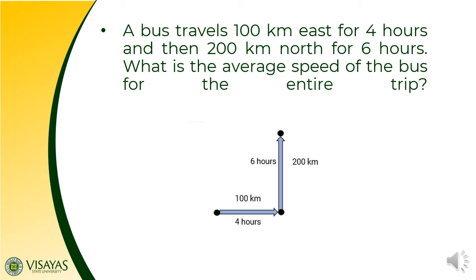As we can see, the bus travels 100 kilometers east for 4 hours. So from this point here, the initial point, up to this secondary point, the distance is 100 kilometers and it takes 4 hours to travel this certain distance. Well, from this secondary point up to this tertiary point, the distance is 200 kilometers and it takes 6 hours to travel this certain distance. So we are asked for the average speed of the bus.